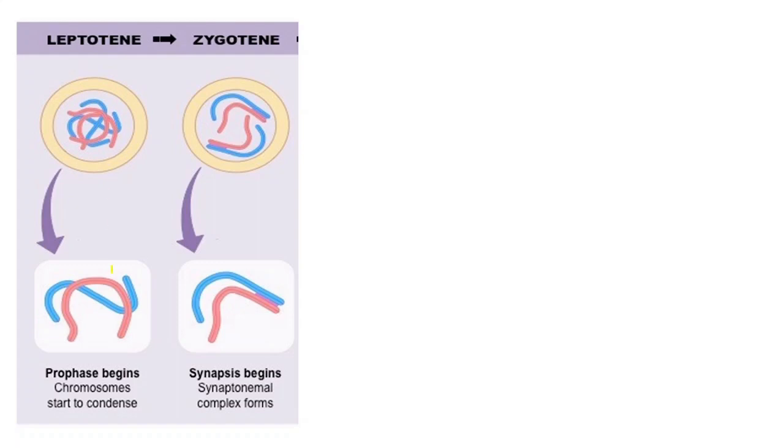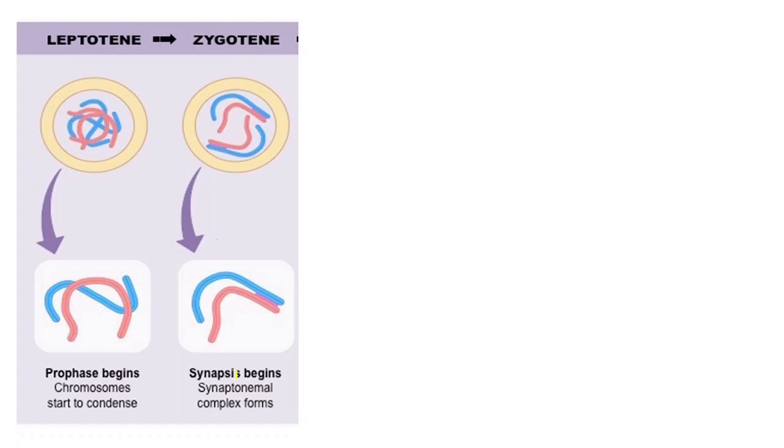Okay, so here, this is one homologous pair. Prophase begins in leptotene, where the chromosomes start to condense and gradually start pairing. Here you can see they have started pairing. The pairing starts in what we call zygotene, and then synapsis begins. Now, what is this synapsis?